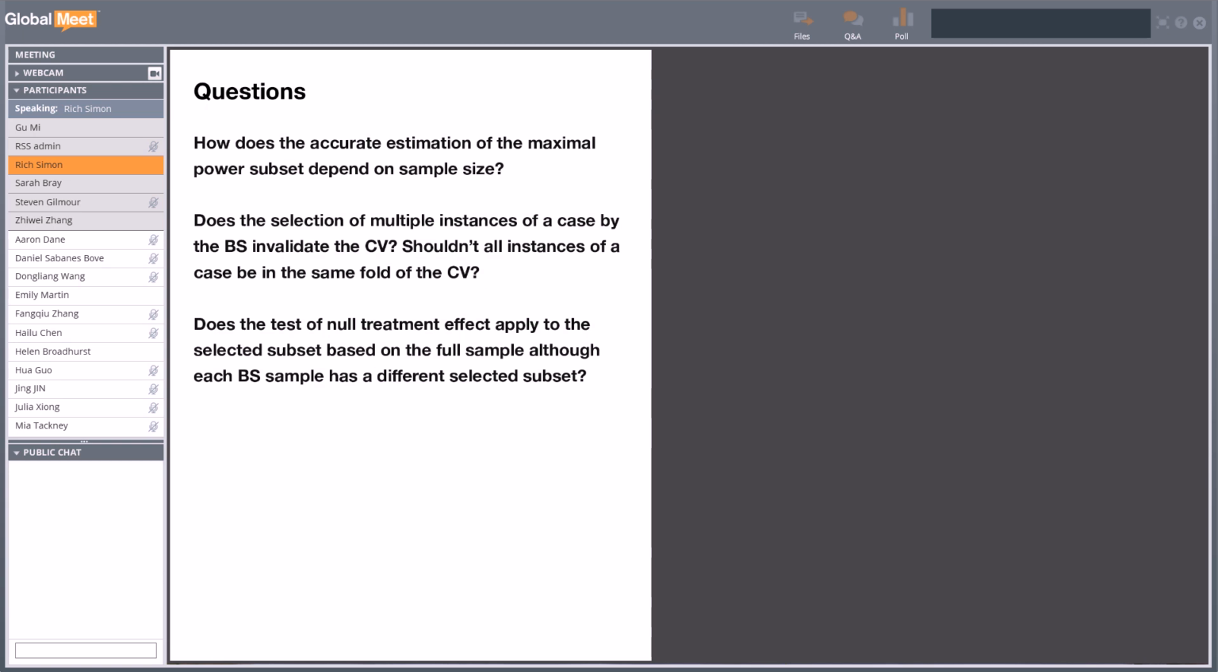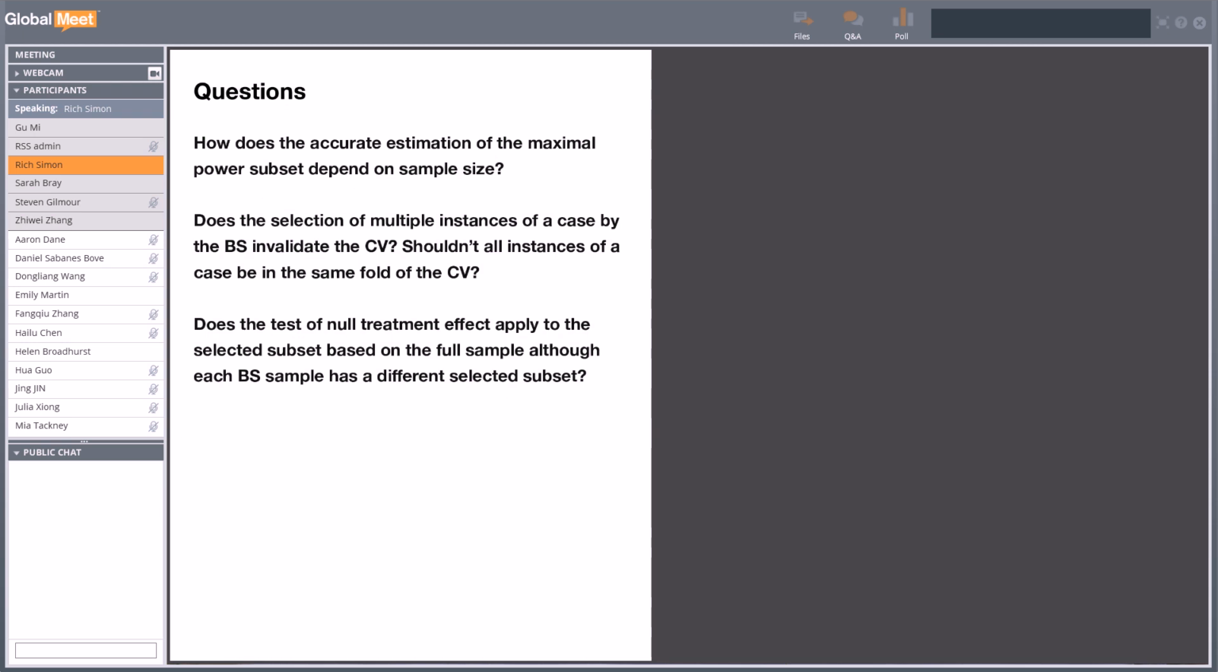And I had some concerns that if you're using the bootstrap, with non-parametric bootstrap sampling, you may have 2 or 3 instances of a particular case, and if you're then using that bootstrap data to do cross-validation, you could be introducing a bias into the cross-validation. You'd have one instance of the case in the training set and the other in the test set in the cross-validation folds, and so probably all the instances of a case should be in the same fold of the cross-validation, and I was wondering whether that had been done.